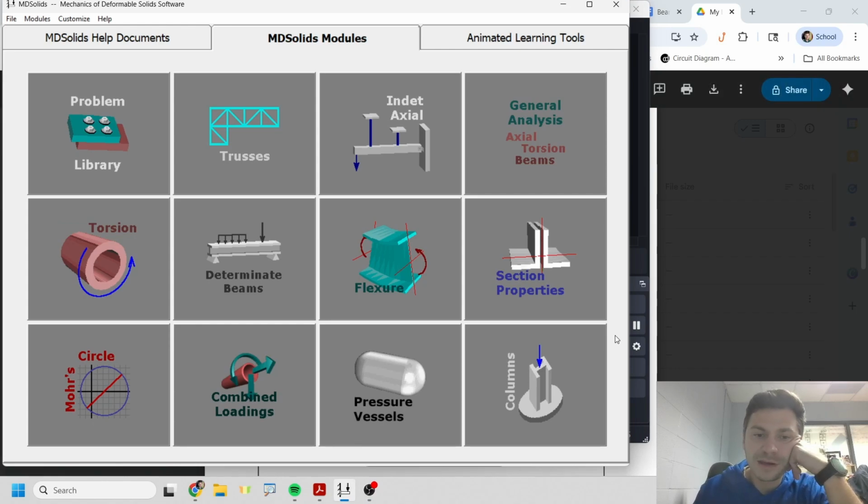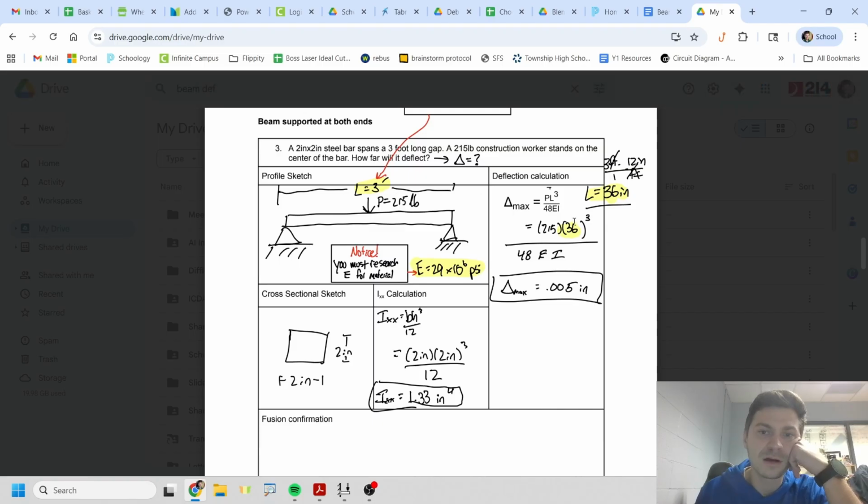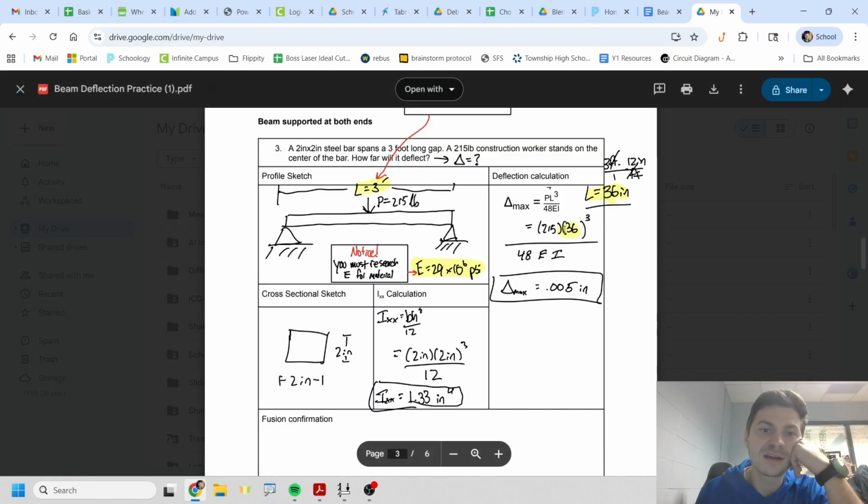Schwarman here. Going to be talking in this video about how we can use MDSolids for beam deflection. So we're going to be working on the same problem we've been looking at in some of our other videos, where we're looking at this 2-inch by 2-inch steel bar spanning a 3-foot long gap with a 215-pound construction worker standing in the center. So we've sketched it out here. It's 3 feet long, also known as 36 inches.